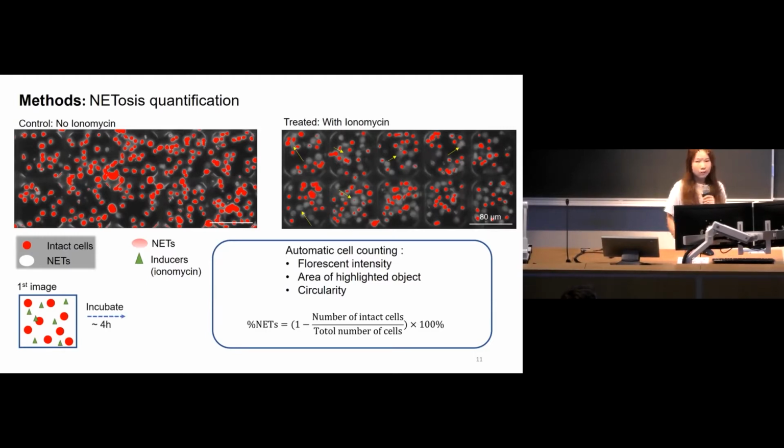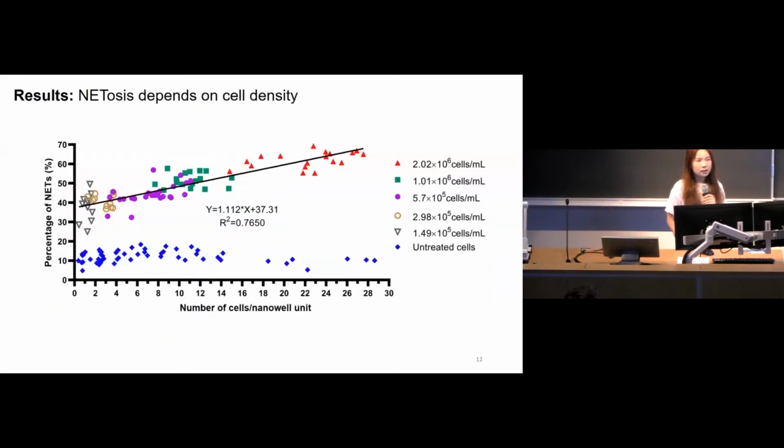After around 4-hour incubation, we will take the second image at exactly the same nanowell unit, and then count the number of intact cells again. The difference between those 2 images will be the number of cells releasing nets. And with the information from the first image, the total number of cells, we will have the percentage of cells undergoing netosis. Here are some results for cells treated with L-lysine at different cell densities.